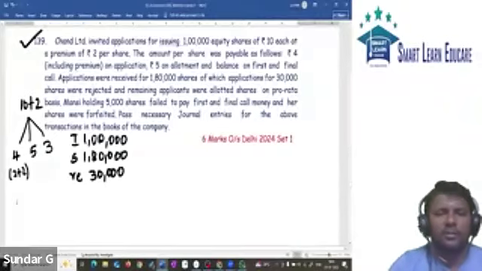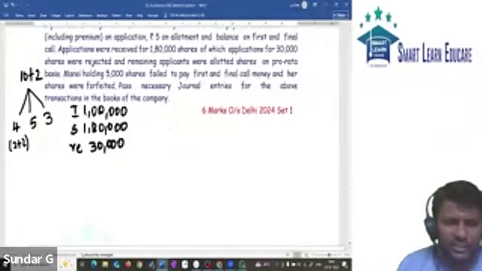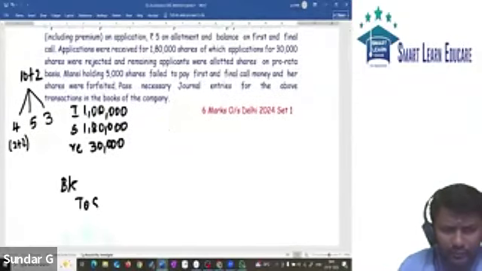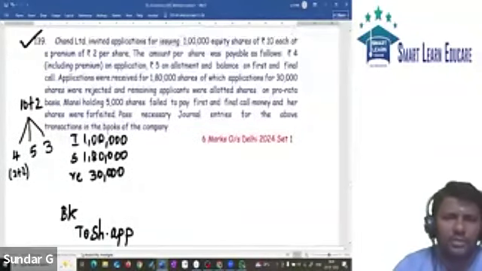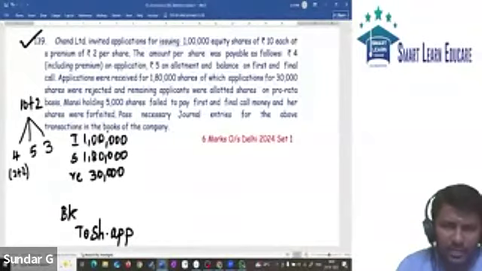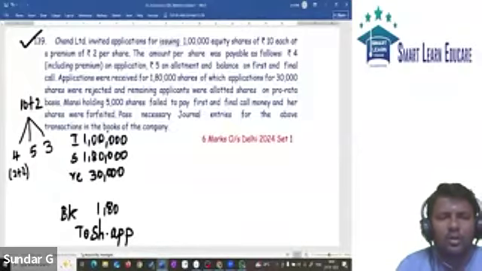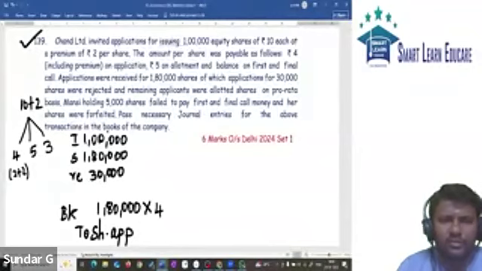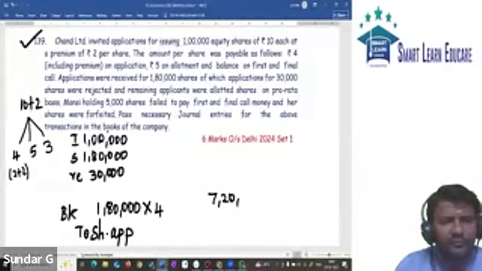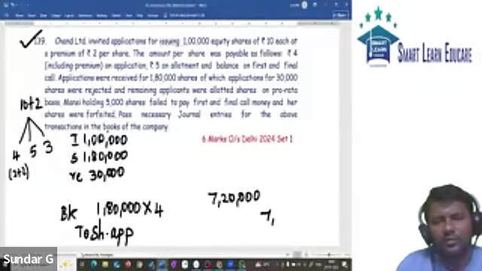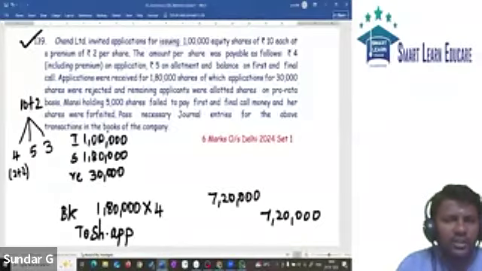Okay, fine. Now let's pass the entries. First entry, bank account debit to share application. How much share application money is received? Application money is received for 1 lakh and 80,000 shares at what rupees? 4 rupees. 1 lakh 80,000 into 4 will give you 7 lakhs and 20,000. We collected 7 lakh 20,000.